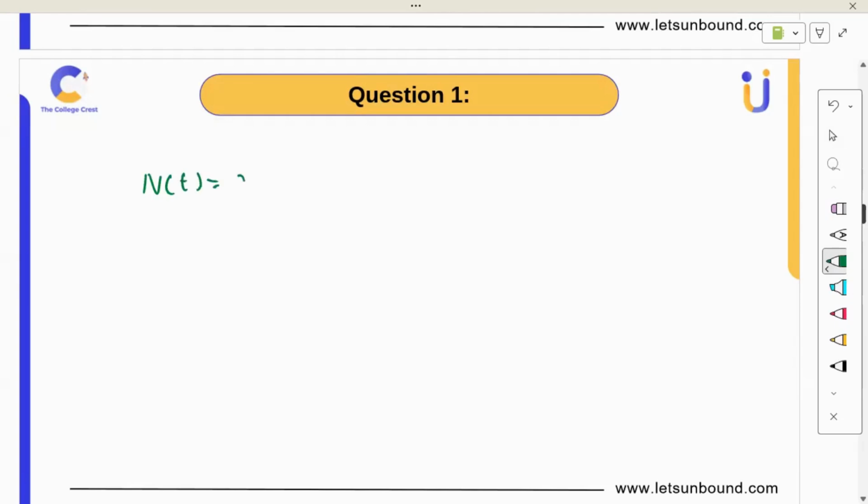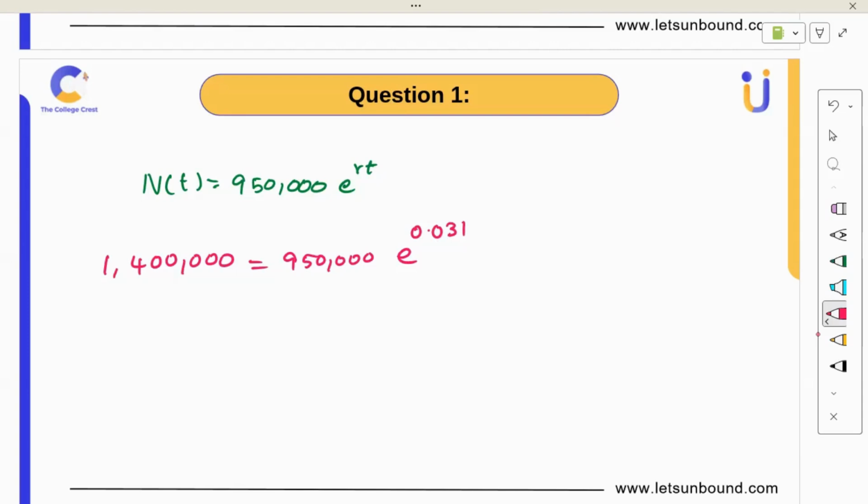So this is the formula. N of t is 950,000 e power rt. So N of t, I expect 1,400,000 in 15 years. So 950,000 e power, R is 0.031, right? No, R is unknown. We are finding what rate? t is 15 years. So 15R. And we need to just solve it.